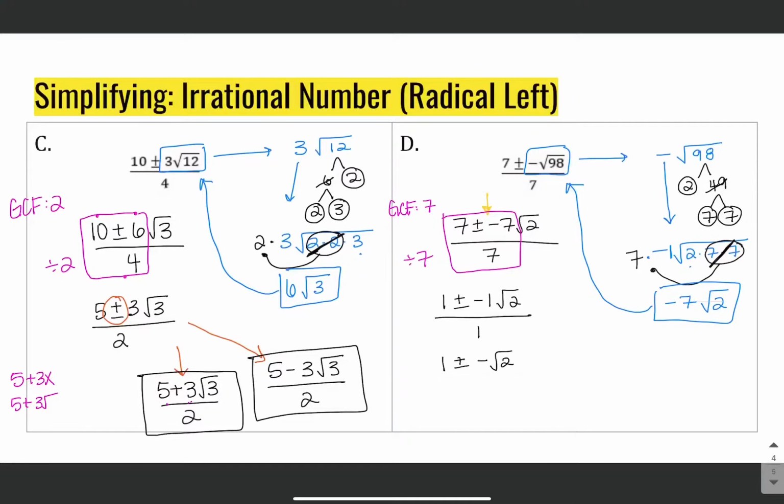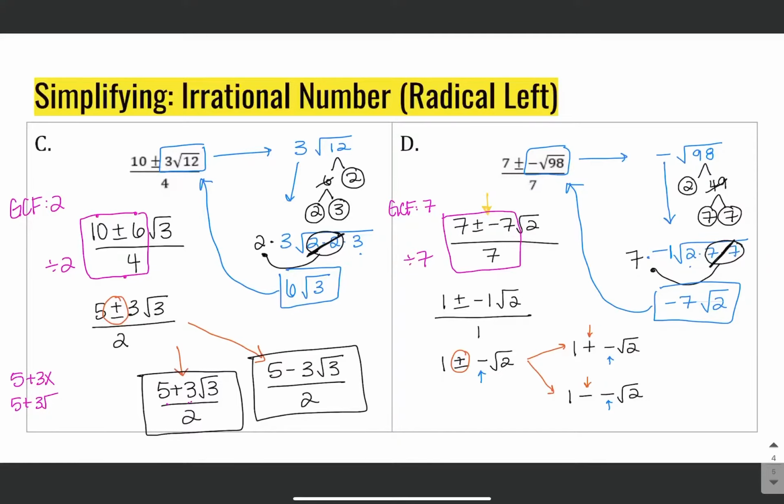So we're almost done. Now we need to split into our two pieces. So we're going to have 1 plus a negative radical 2, and we're going to have 1 minus a negative radical 2. So again, we split because of that plus or minus sign. So there's my plus sign and here's my minus sign. Notice how I still have the negative sign in front of the radical 2 part.